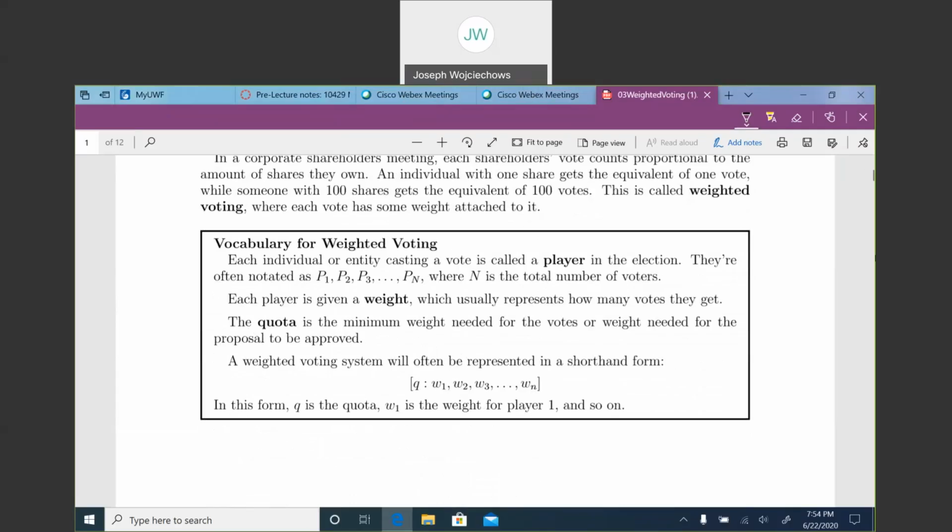The quota is the minimum weight needed for the proposal to be approved. A weighted voting system will often be represented in the shorthand form Q: W1, W2, W3, and so on. In this form, Q is the quota, W1 is the weight for player 1, and so on.